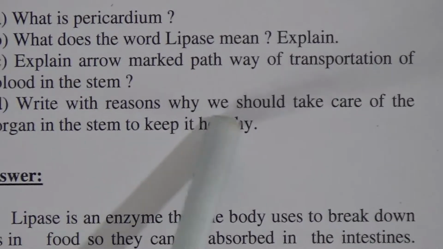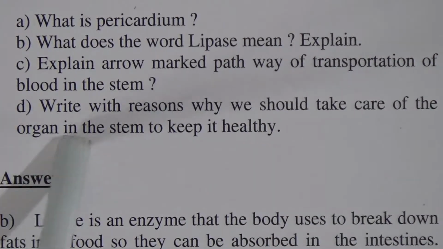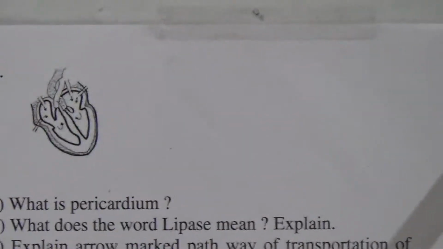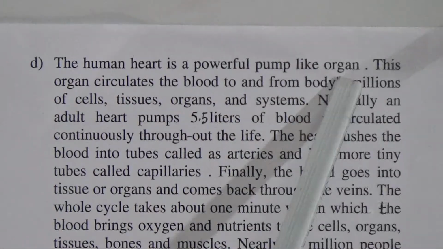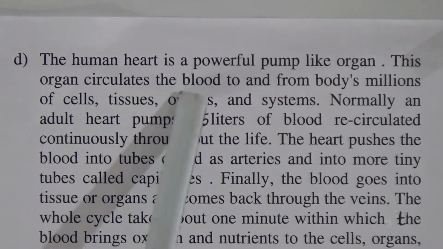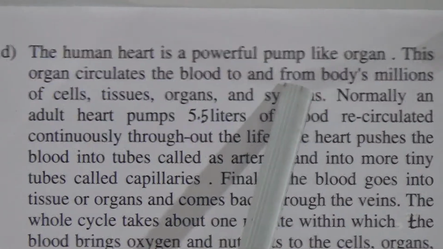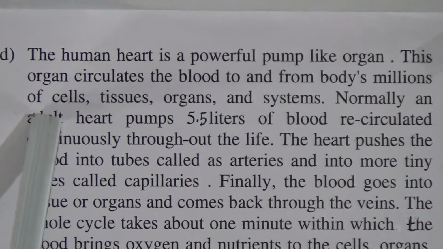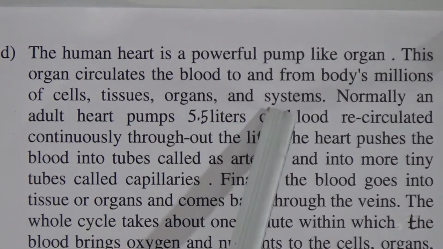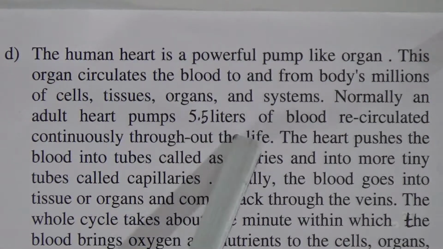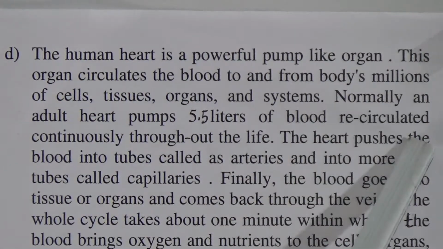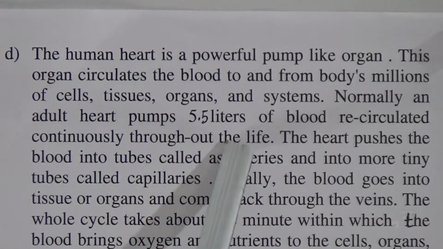D number question is, write with reasons why we should take care of the organ in the stem to keep it healthy. That means heart. So answer will be, the human heart is a powerful pump-like organ. These organs circulate the blood to and from body's millions of cells, tissues, organs and systems. Normally, an adult heart pumps 5.5 liters of blood, recirculated continuously throughout life.